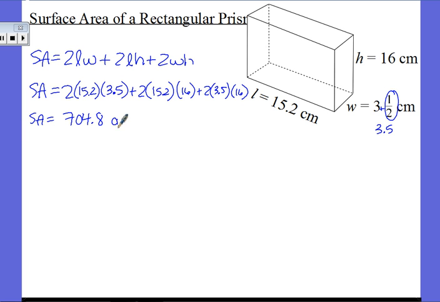704.8 squared centimeters. Remember, I did not say equals until I got to the last multiplication that I typed in. I hit equals at the end, and that's how I got 704.8 squared centimeters for your surface area.